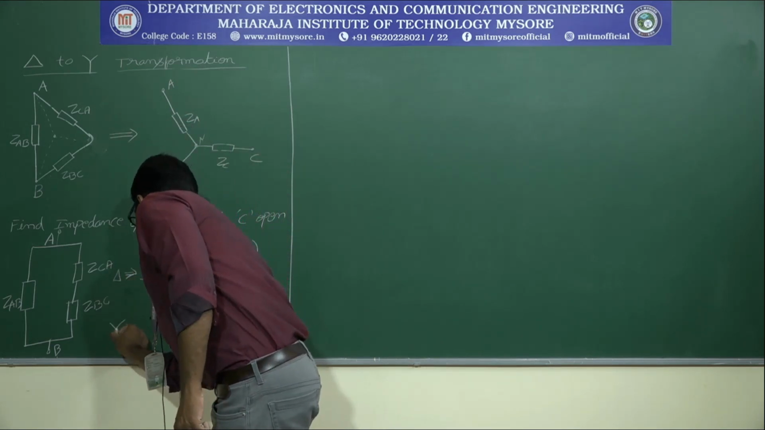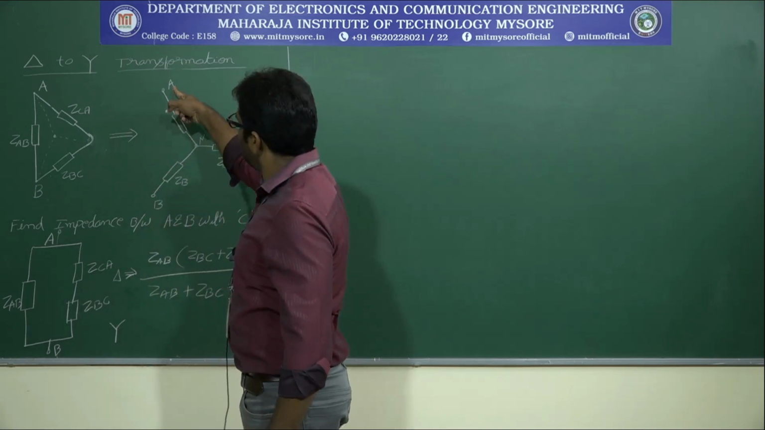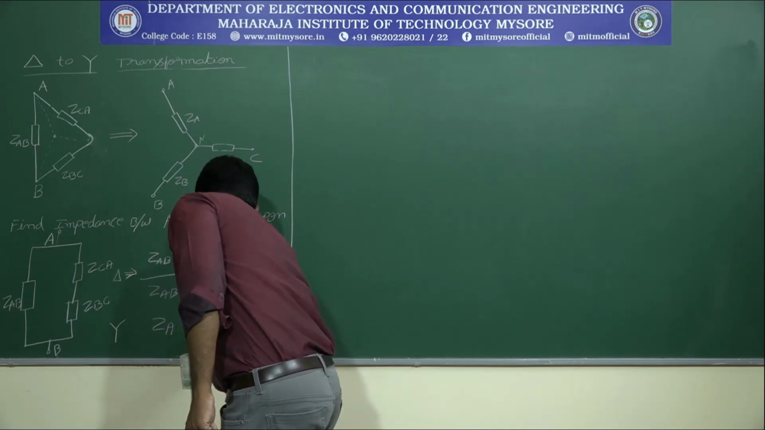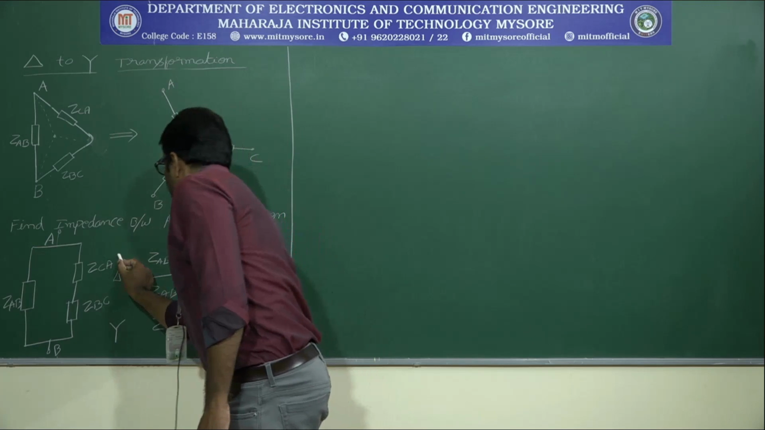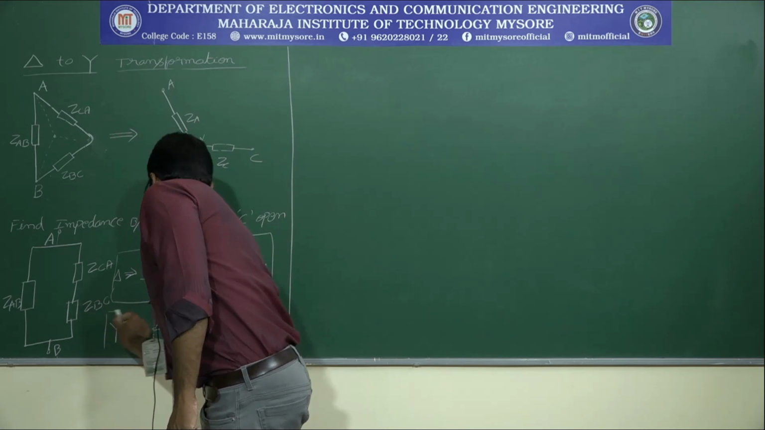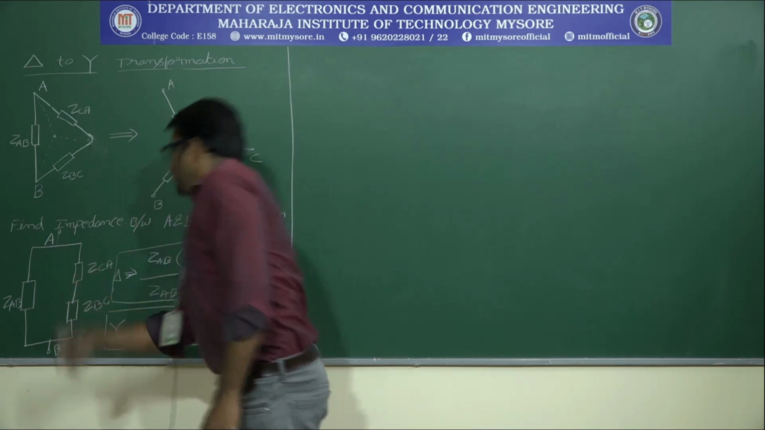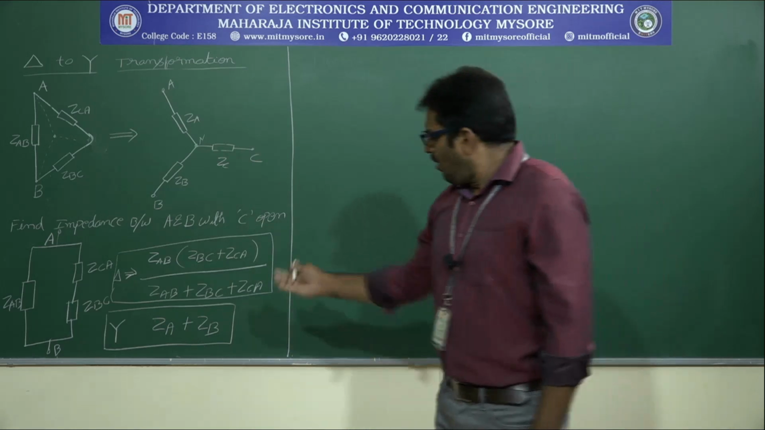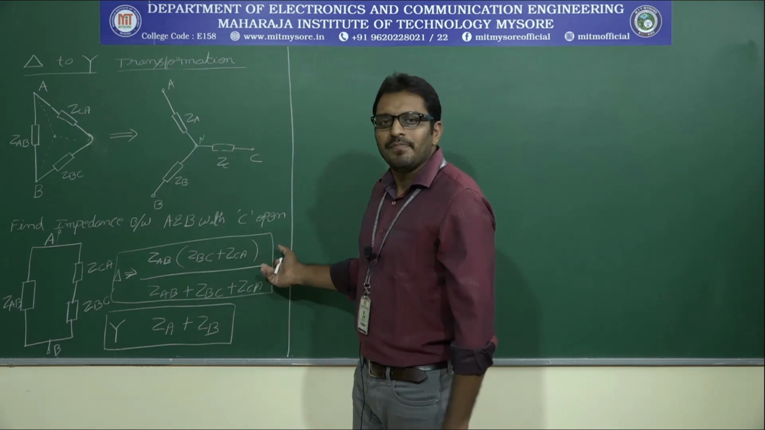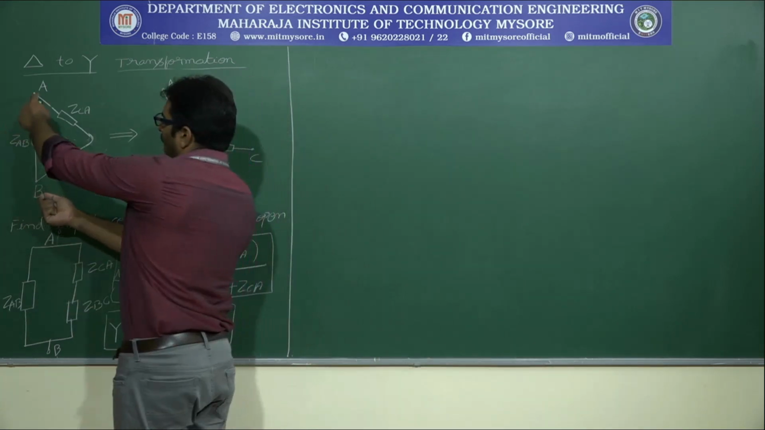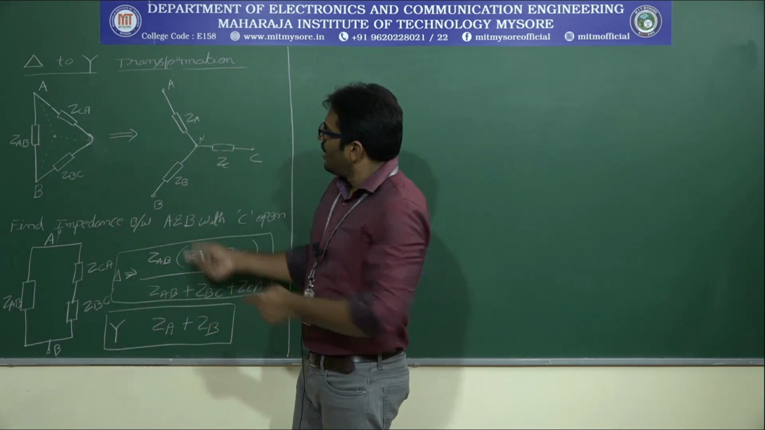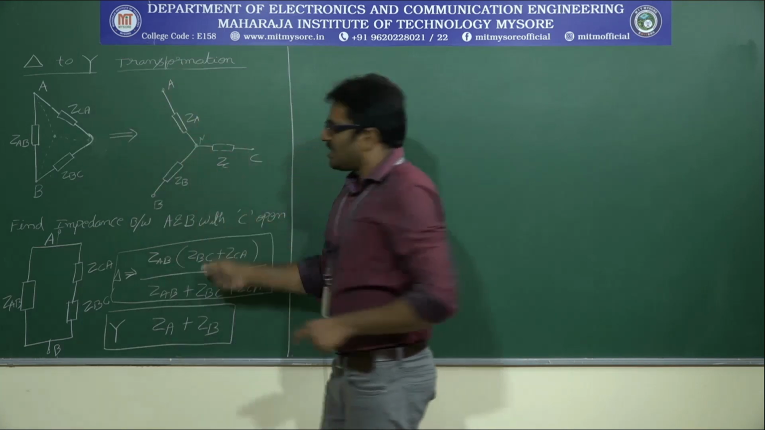This is for star. In star connection, what is the effective impedance between A and B? ZA plus ZB. This is for delta and this one is for star. Okay. Now equate these two equations. The first equation is obtained by finding the impedance between A and B with C open, and the next one is obtained the same way, measuring impedance between A and B with C open.